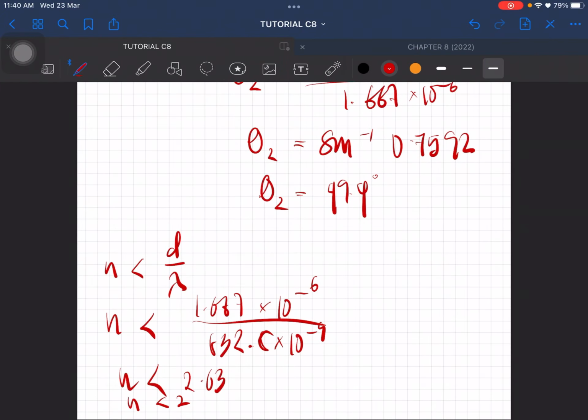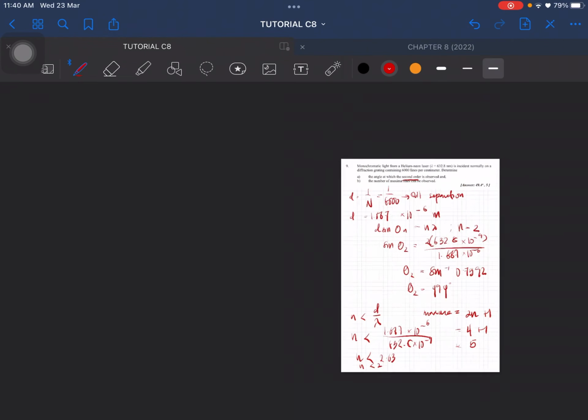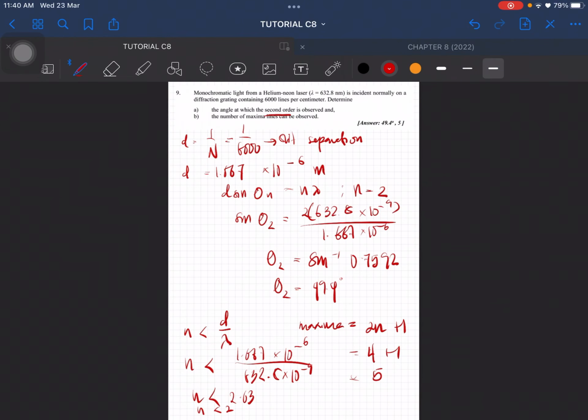So the total maximum lines that can be observed is around 2n plus 1. So n is 2, so 4 plus 1. We can only observe about 5 bright fringes.